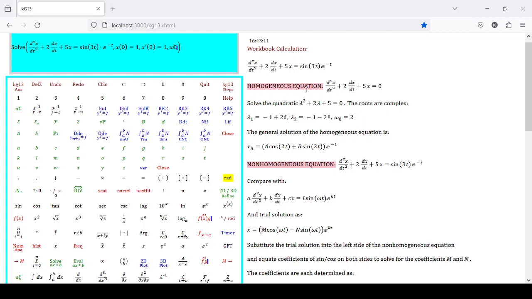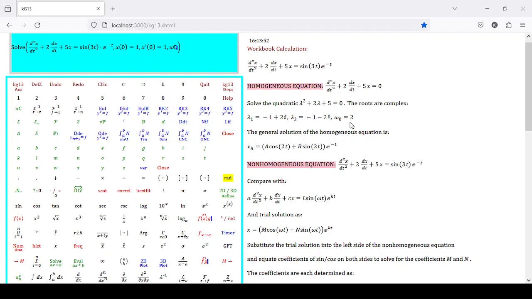Starting with the homogeneous equation, where the right side is naught, we solve the following quadratic. Lambda squared plus 2 lambda plus 5 equals naught. Where do we get this quadratic from? The second order dE. You can see it's got the same form. Lambda squared is like your second derivative. Lambda is like your first derivative. So we solve it and we find that the roots are complex. Let's call it lambda 1 is minus 1 plus 2i. Lambda 2 is minus 1 minus 2i. The roots are complex conjugates.